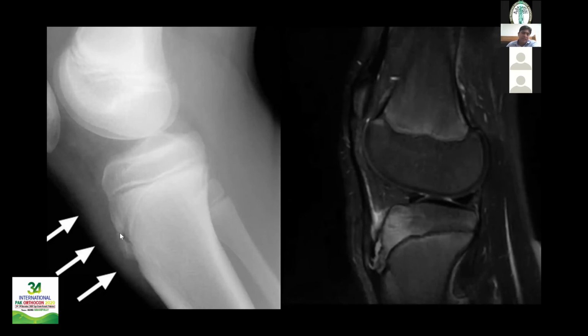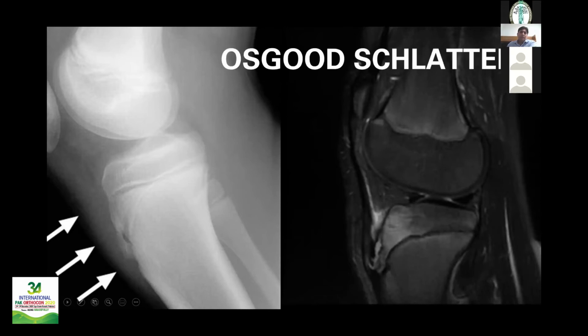Here you appreciate that there is some fissuring of the bone at the site of the tibial tuberosity with some fluid and hyperintense signals. So this was a case of Osgood-Schlatter disease with edema in the underlying bone. So this is hyperintense signals in the bone.